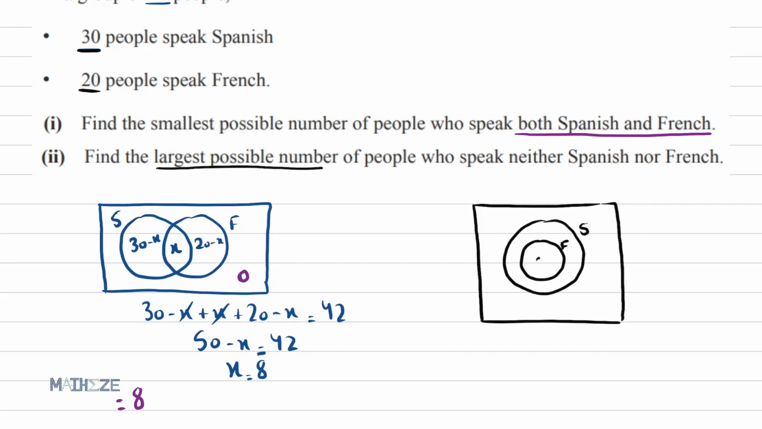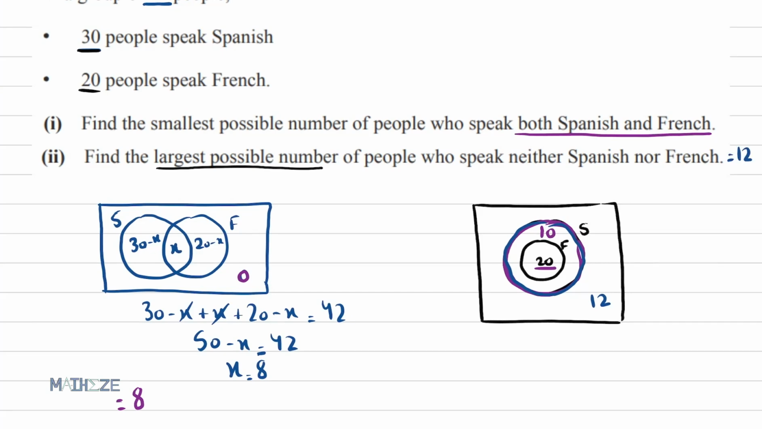So how many people does French have? 20. Spanish has a total of 30. This means that this entirely should be 30, and 20 people are already there. So that means 10 more people will come. So overall Spanish is now 30. In total, how many people were there in the question? 42. And 30 are involved in Spanish. So how many will come outside, guys? 12. You get this? Here the question is asking the greatest value of people who speak neither Spanish nor French.